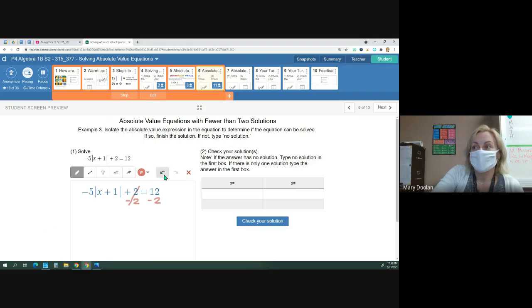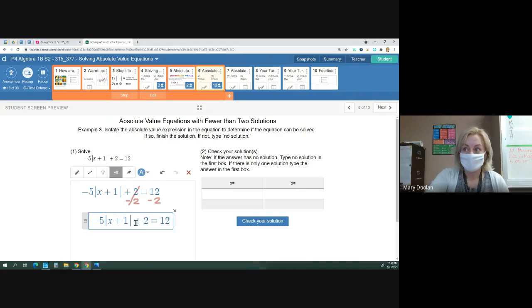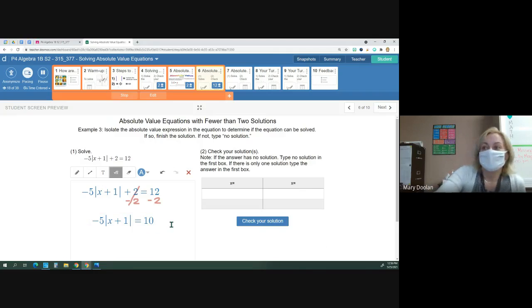That cancels out. And now what I'm left with, let's see if this works. 12 minus 2 is 10. I already had it copied to the clipboard. I just pasted it and kind of edited it a little bit. And that made it really easy to show my work.